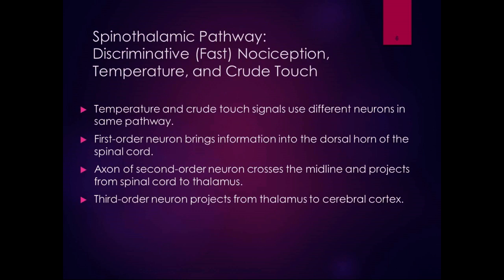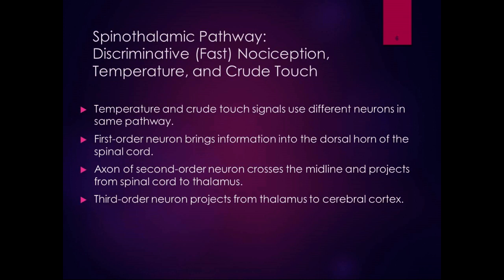The spinothalamic pathway, and its name tells you where it goes to and from. It goes from the spine to the thalamus. So in order for us to consciously perceive sensation, it has to go to the thalamus. So any pathway that has thalamic in it is a conscious pathway. That gives you a clue right there. So the spinothalamic pathway gives us discriminative, fast nociception, temperature, and crude touch. Temperature and crude touch signals use different neurons in the same pathway.